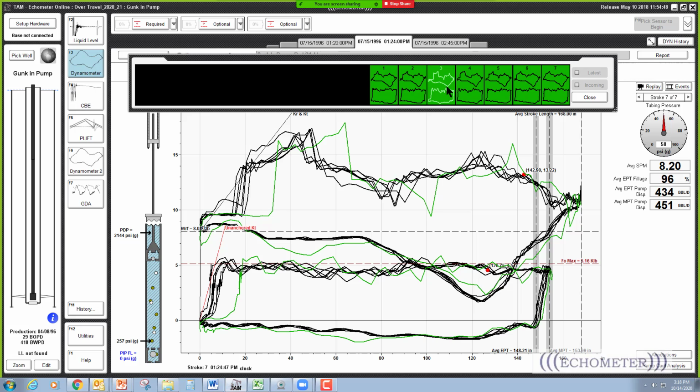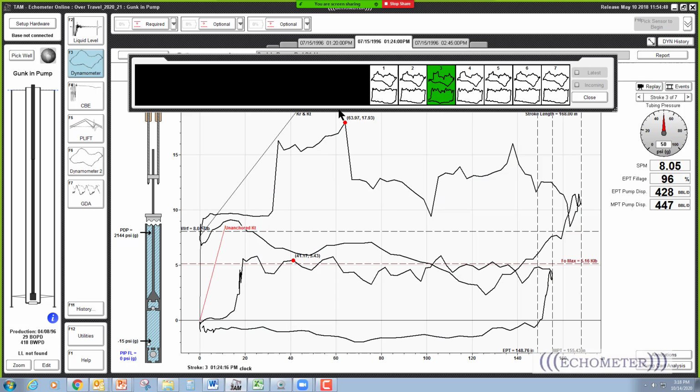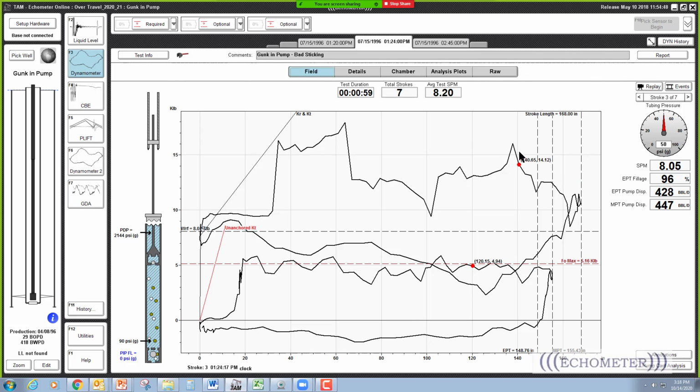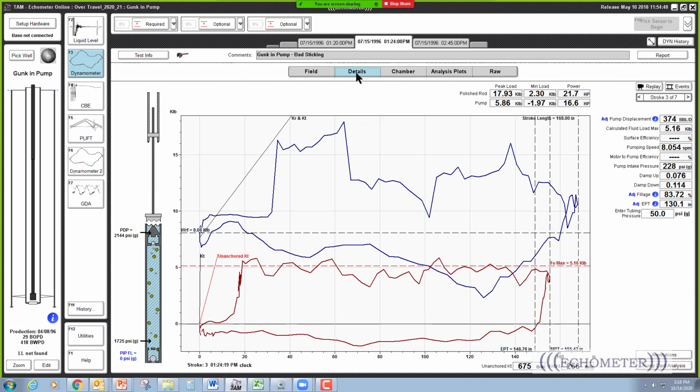If I click on stroke number 3, that's the stroke I want to analyze, because I want to see that spike right there. How does it impact the net torque on the gearbox? If I close this out, okay, now I have this stroke selected. If I go to Details View, I have this stroke selected. If I go to the analysis plots, I think I've got torque. Let me go look and see real quick.